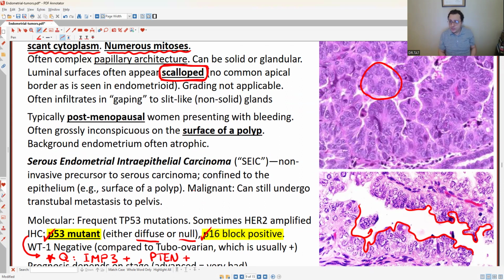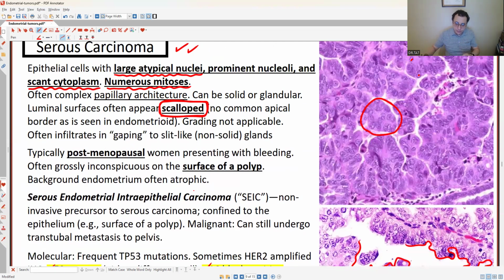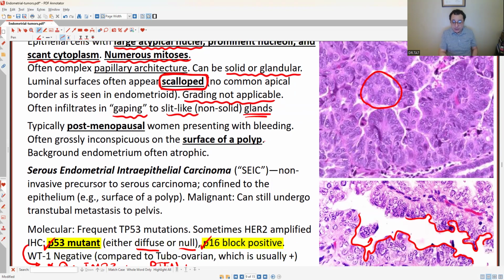However, sometimes the histology speaks. The H&E speaks up and tells you that you are dealing with a serous carcinoma, definitely. It can be solid, it can be glandular. Here, there is no grading. You cannot give a FIGO grade, because this is usually very solid, extremely. You see, it often infiltrates with slit-like glands, and it looks really bad. It's in older women, and sometimes it arises on the surface of a polyp, on top of a polyp.